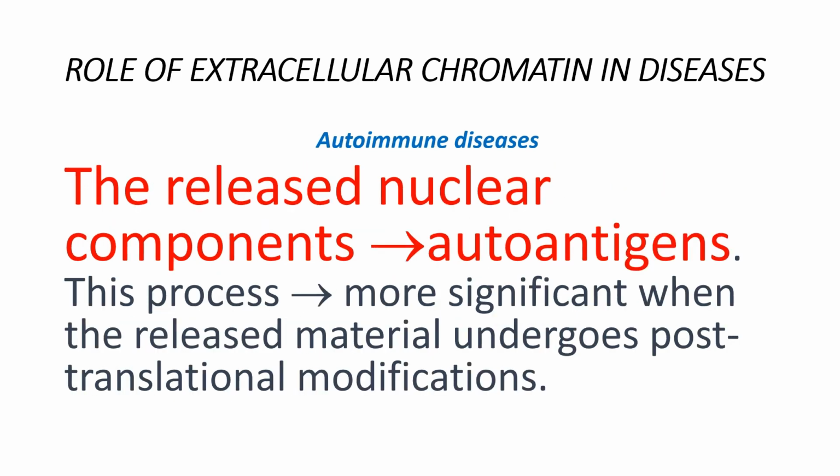In these scenarios, the released nuclear components can act as origins of autoantigens, potentially triggering the production of autoantibodies and immune complexes. This process becomes more significant when the released material undergoes post-translational modification such as oxidation, citrullination, carbamylation, or the creation of new epitopes through proteolytic cleavage. These modifications enhance the immunogenicity of the nuclear constituents, contributing to the development and progression of autoimmune responses.